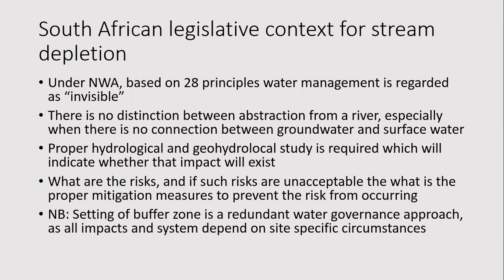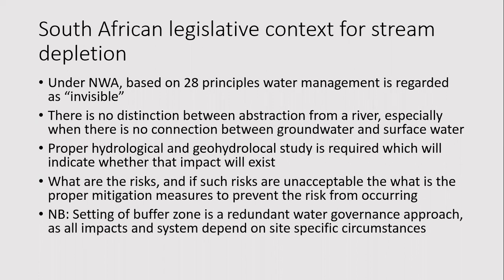and do a proper geohydrological or hydrological study, to then indicate whether there will be an impact or the impact will exist in that system. And if there's a risk and the risk is unacceptable, then we'll have to find a proper mitigation measure to prevent the risk from occurring. And it's very redundant to come up with a buffer zone as a mitigation measure and say, no, this will work as part of a water governance approach, because the impact and the system depend on the site specifics.